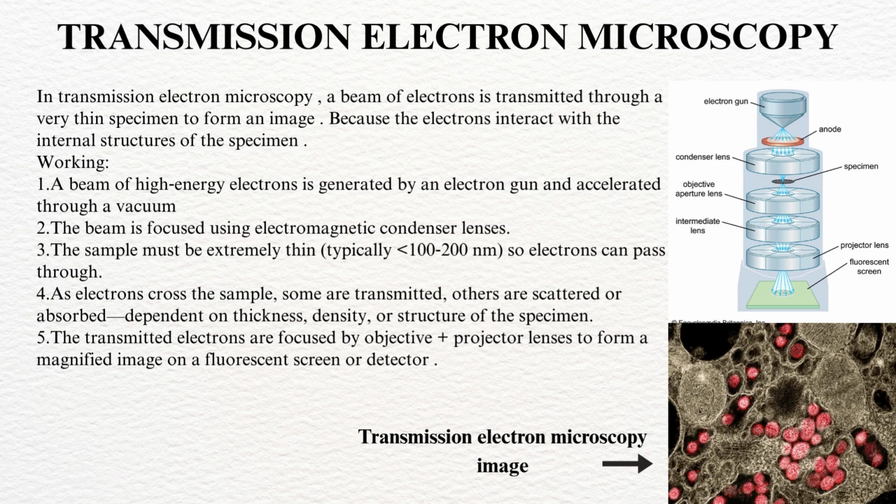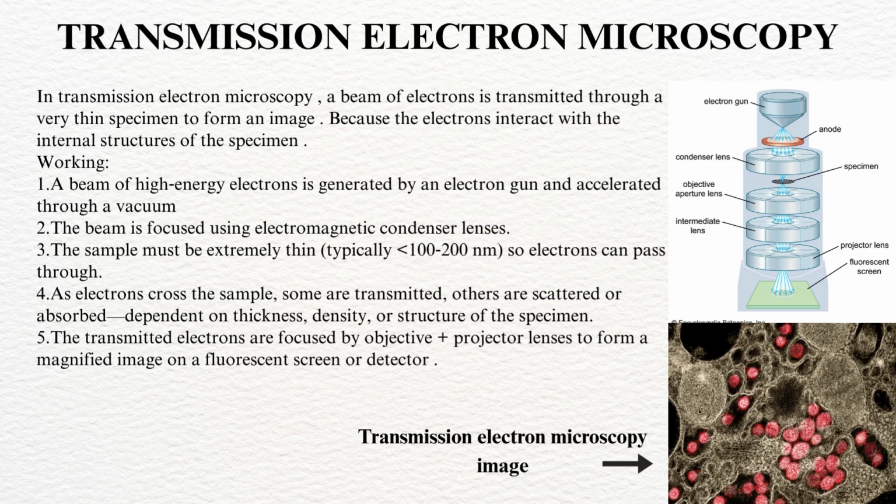Transmission electron microscopy is a type of electron microscopy. In transmission electron microscopy, a beam of electrons is transmitted through a very thin specimen to form an image, because the electrons interact with the internal structure of the specimen. Talking about the working principle of transmission electron microscopy, a beam of very high energy electrons is generated by an electron gun and accelerated through a vacuum.